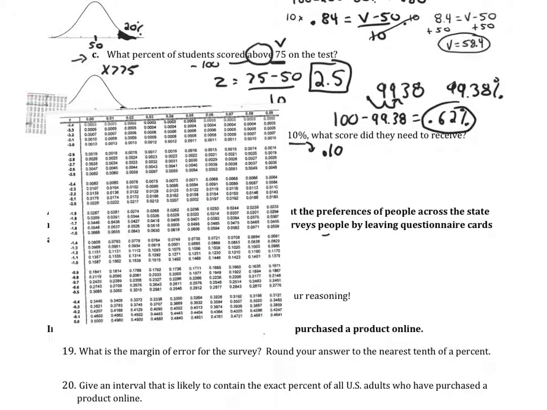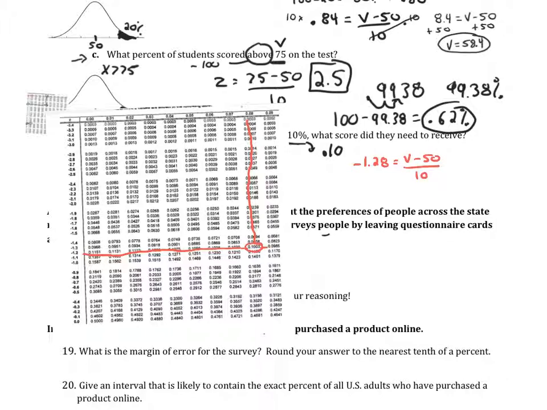Let me use red here. 0.1. 0.10, probably either, you could go either one of these two. I'm going to go with this one right here. So then I work backwards, and I get negative 1.28. So I get negative 1.28 equals v minus 50 divided by 10.